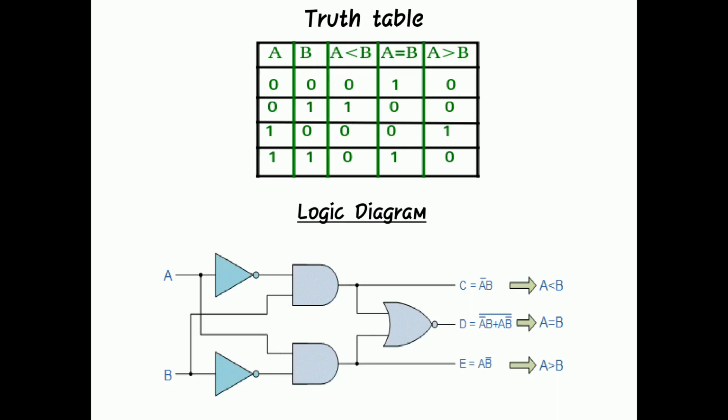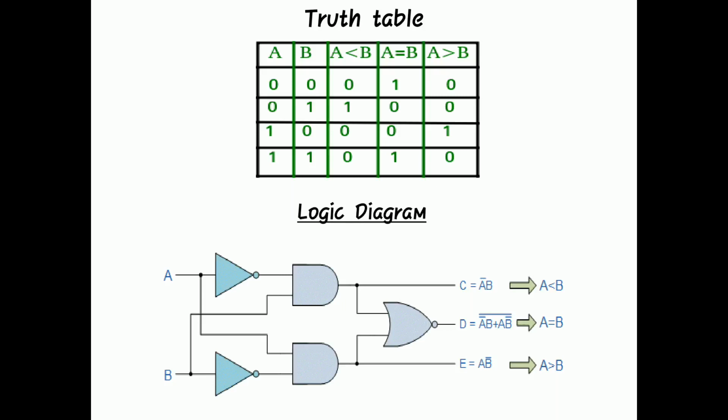Coming to the third combination, A is 1, B is 0. Here as we see A is 1, B is 0. Definitely A is greater than B. So put 1 where A is greater than B. Put it as 1. The rest 2 put as 0.